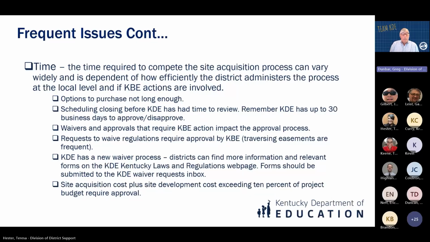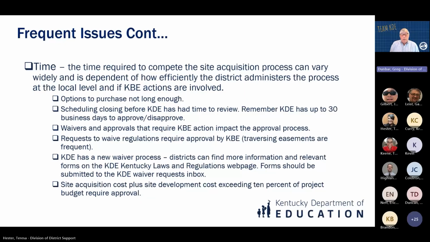So the regulation provides the ability for the district to get an option to purchase. Frequently, these options to purchase are not long enough, and they should take into consideration how long the process might take. We've recently seen closing schedules set before we had time to review. Again, a reminder, we've got up to 30 business days. Waivers and approvals require KBE action, which impacts the approval process.